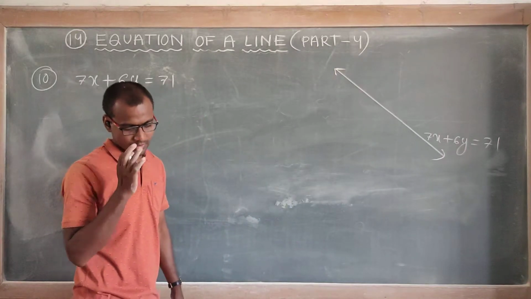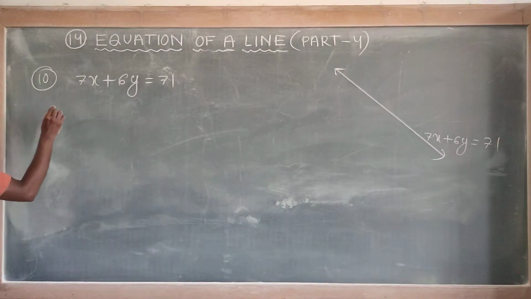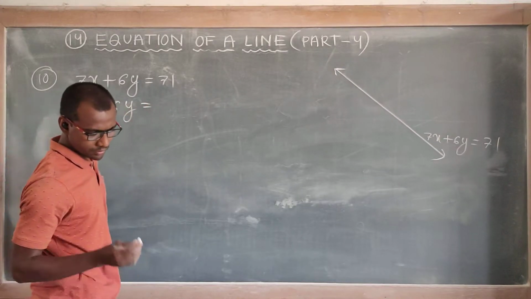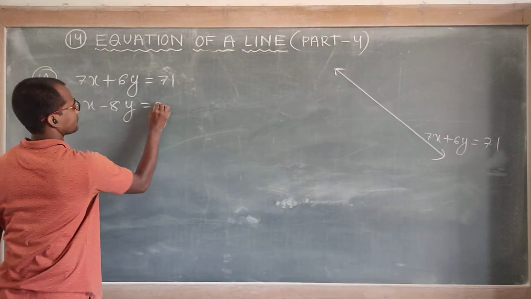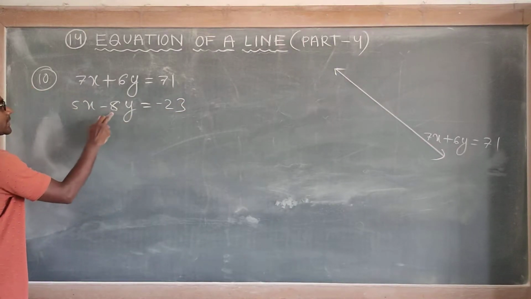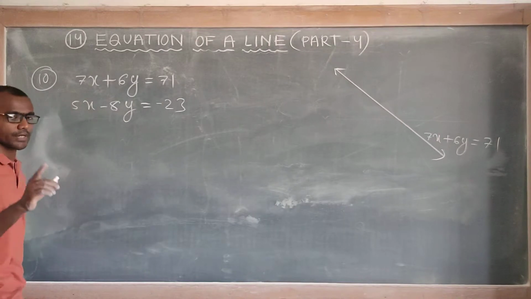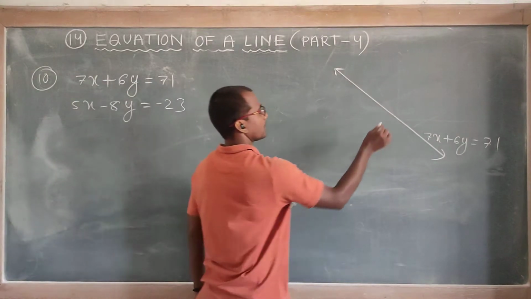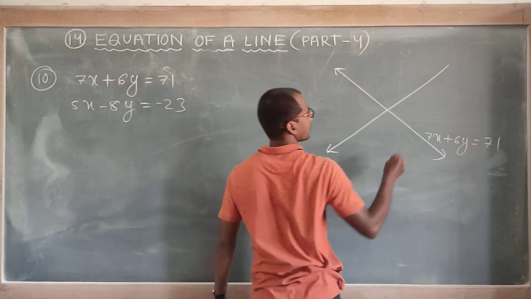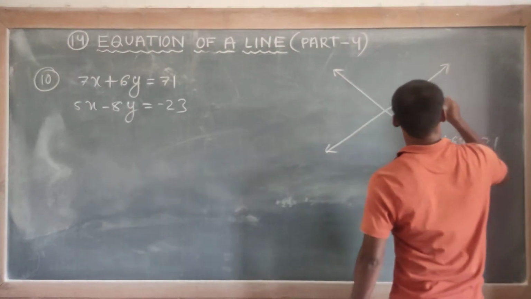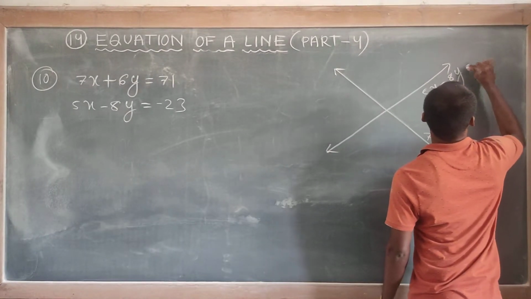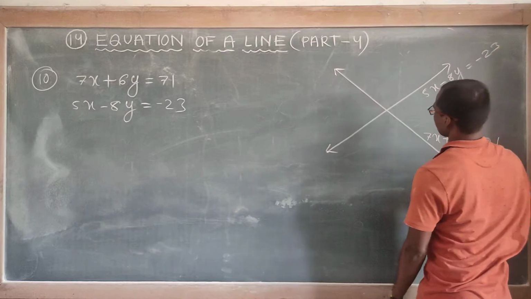Next, the second equation is given: 5x minus 8y is equal to minus 23. Now see, x and y are together on the same side, and the coefficients have opposite signs, plus and minus, so definitely the slope will be positive. So let the line be like this. I am writing the equation here: 5x minus 8y is equal to minus 23.